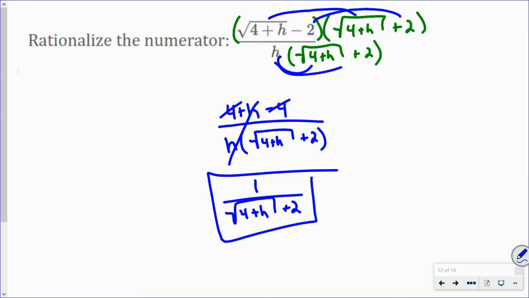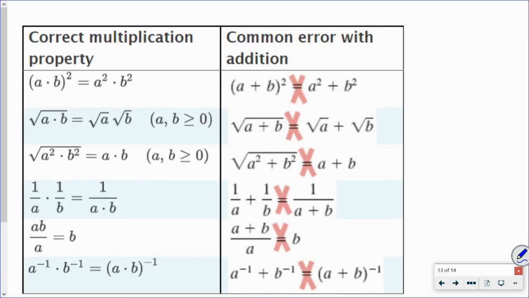Okay, very similar to what we started with. Okay, you're multiplying by the conjugate. When you rationalize, you multiply by the conjugate.